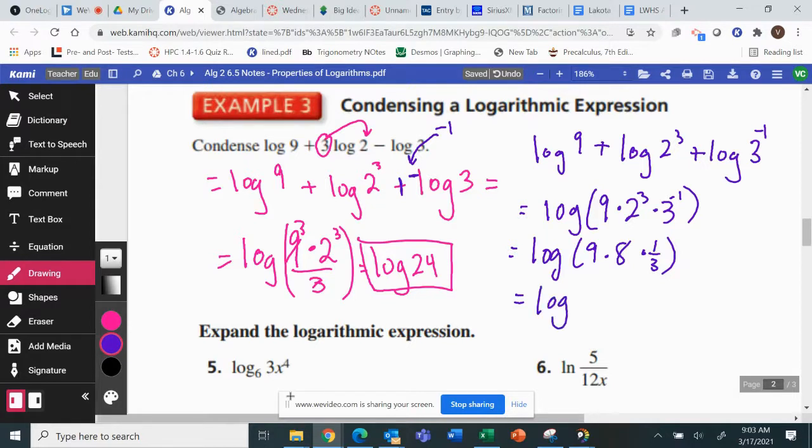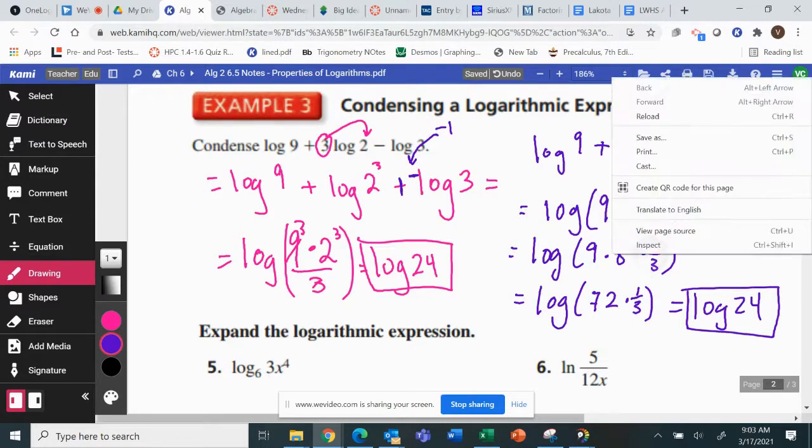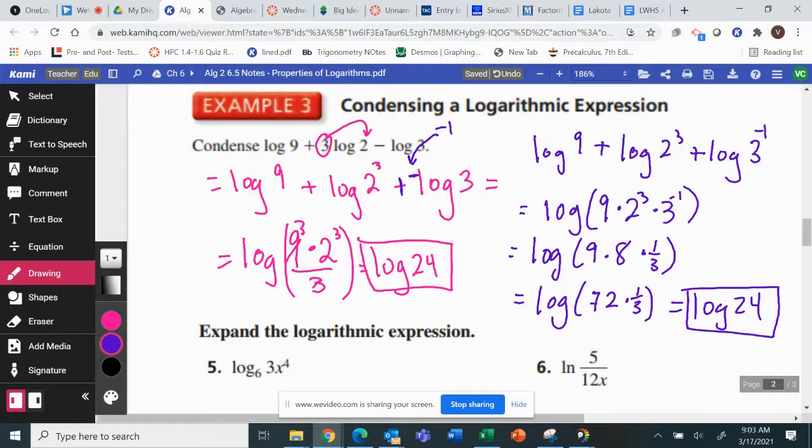So I'm going to have log times 72. Sure, if you're going to go that way. I wasn't going to do it that way, but that's fine. 1/3. And then what's 72 times 1/3? Should be the same answer. Remember when you're multiplying, you can multiply in a different order. So I actually would have done 9 times 1/3 first, because that's 3, and then multiplied by 8. But this works too. So you see they're the exact same answer. This one stayed all addition. This went straight to subtraction, but it doesn't matter which way you do it.